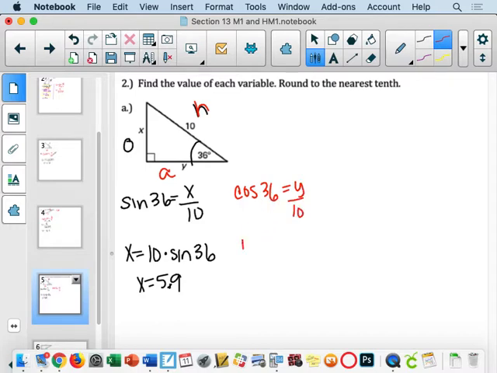So in your calculator now, y is going to equal, again, 10's in the denominator, multiply it on both sides. So we're going to multiply 10 times the cosine of 36. So each time you solve, you're either going to be multiplying or dividing. Okay? So go ahead and type that into your calculator to figure out what the value of y is. Does 8.1 sound good? All right.